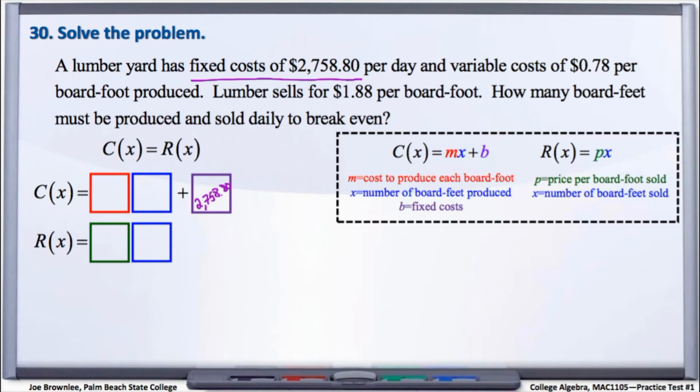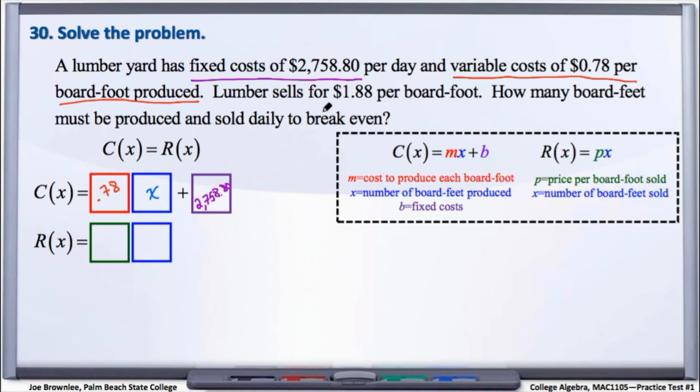And variable costs of 78 cents per board foot produced. Another way of saying the variable cost of each board foot produced is the cost to produce each board foot. So the 78 cents represents the m from our cost function. And now the x, like we talked about on the previous page, is what we're trying to find out. We don't know what that is, so let x represent what we're trying to solve for.